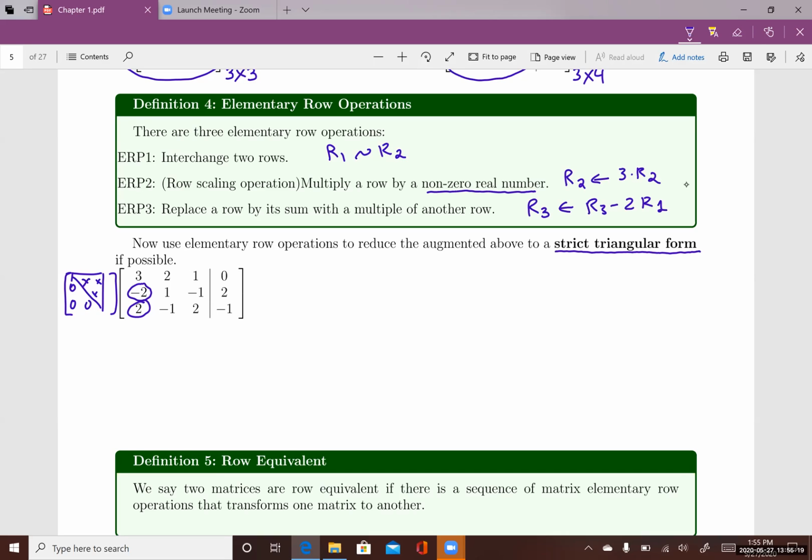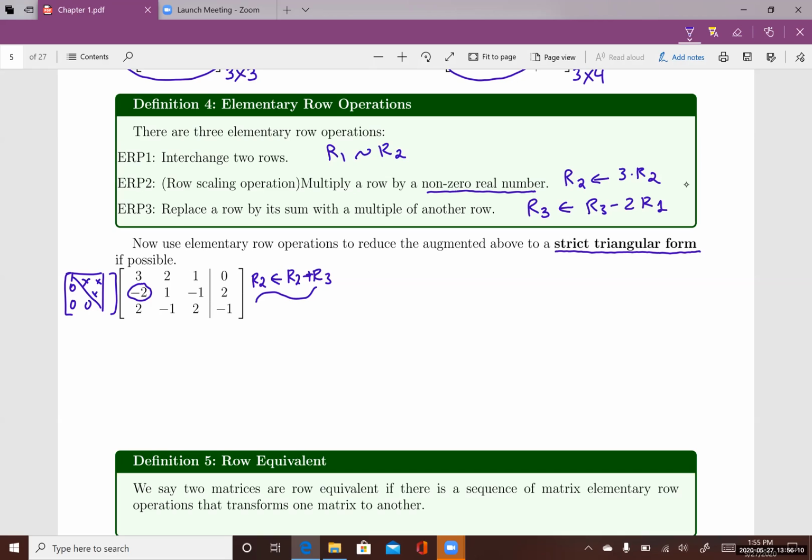How can you zero this out? First, I want to look at the second one. It's -2, and I want to replace the second row by its sum with a multiple of another row. You can see that -2 and 2 here is tempting, so I can just add them. I take row 2 and add it to row 3.